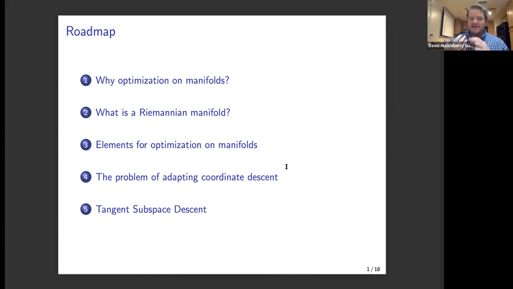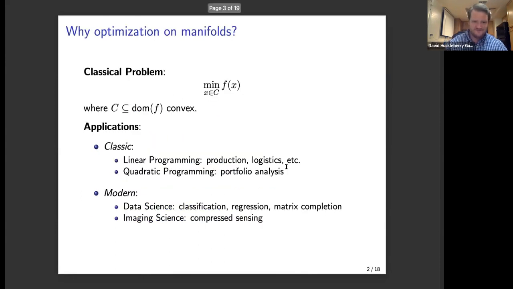Then talk about what a Riemannian manifold is. Talk about the elements of optimization that you need for doing optimization on manifolds. Talk about the problem of adapting coordinate descent. And finally, get to the real heart of the talk, which is tangent subspace descent. It is the true generalization of coordinate descent to Riemannian manifolds.